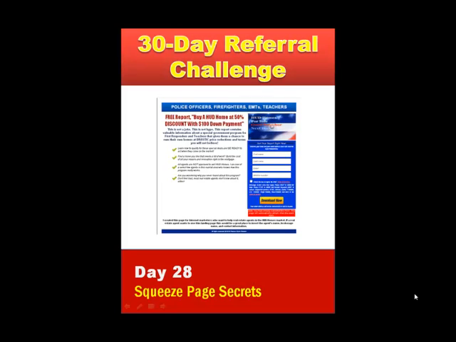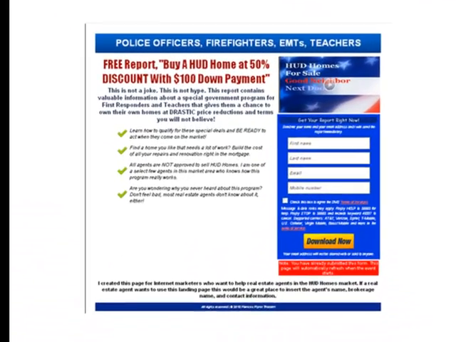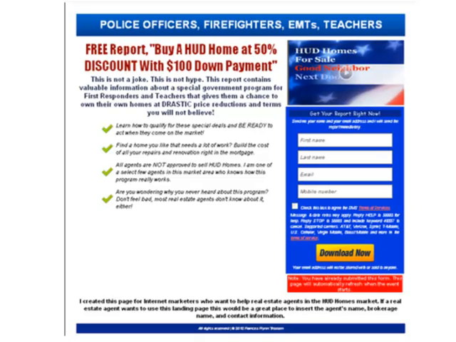28, squeeze page secrets. A squeeze page is also known as a landing page. The first squeeze page ever used on the web was developed by a fellow by the name of Dean Jackson, who is one of my favorite real estate gurus. And he was the inventor of the squeeze page, which is a type of page that is used in every single corner of the web right now. And it is just a phenomenal vehicle for generating leads and putting people on your list.